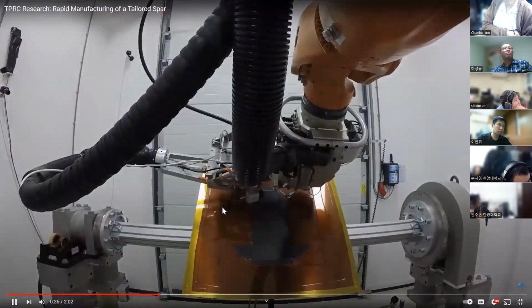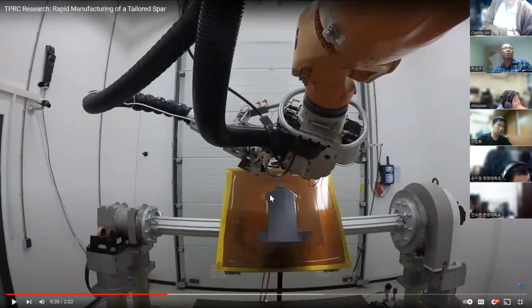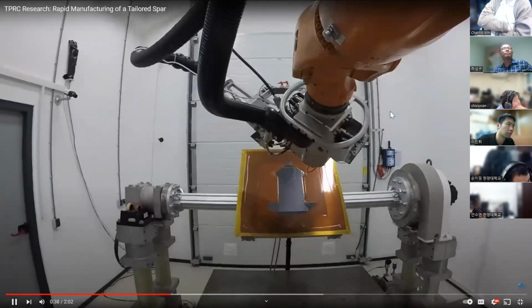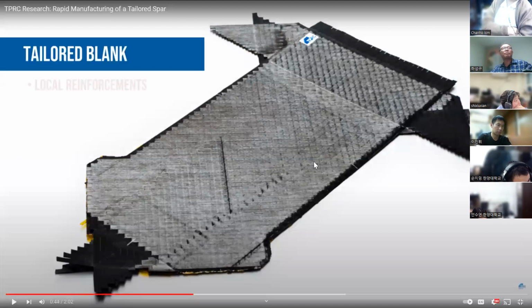So all the composite industry is moving toward this direction. This is the automatic manufacturing process of composite structures. As you can see, we have a rotational axis, and then this plate is attached. And then this head is the tow preg layering, controlled by the robot system. So this is the key part of the design. We design, and as you can see, there are a lot of different angles.